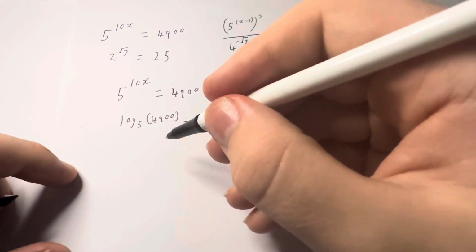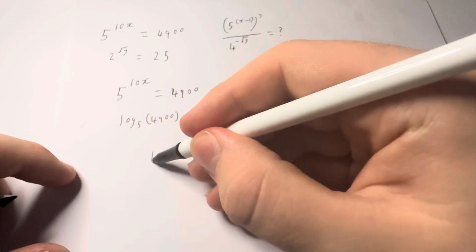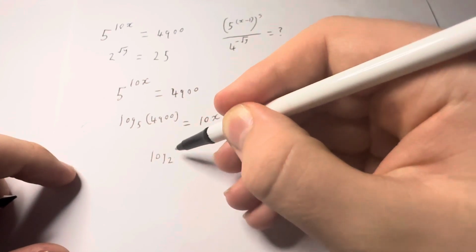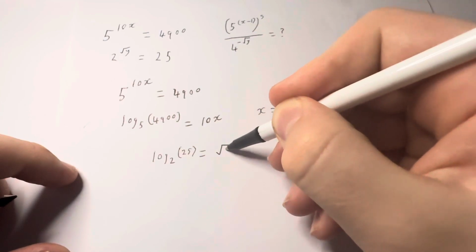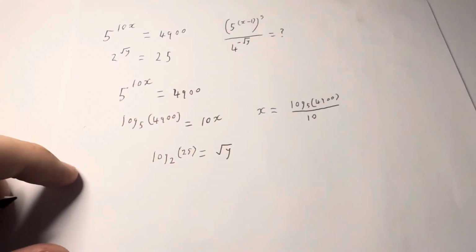Okay, now let's have a look at y. So we can do the same logic. Log base 2 of 25 is equal to square root of y. Okay, I think we're pretty good and pretty set.